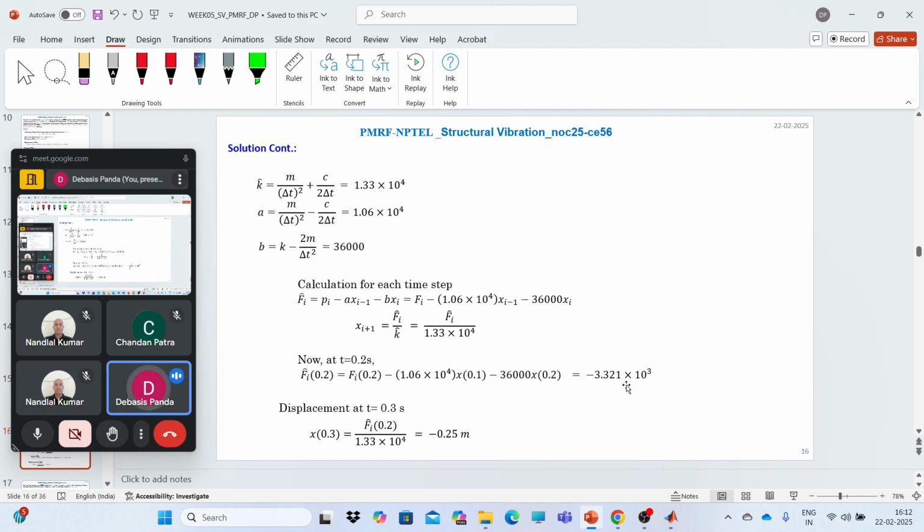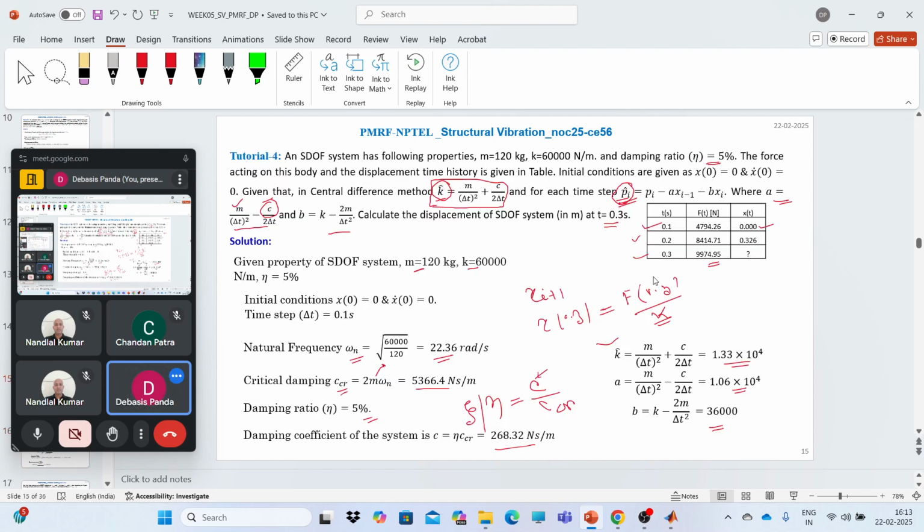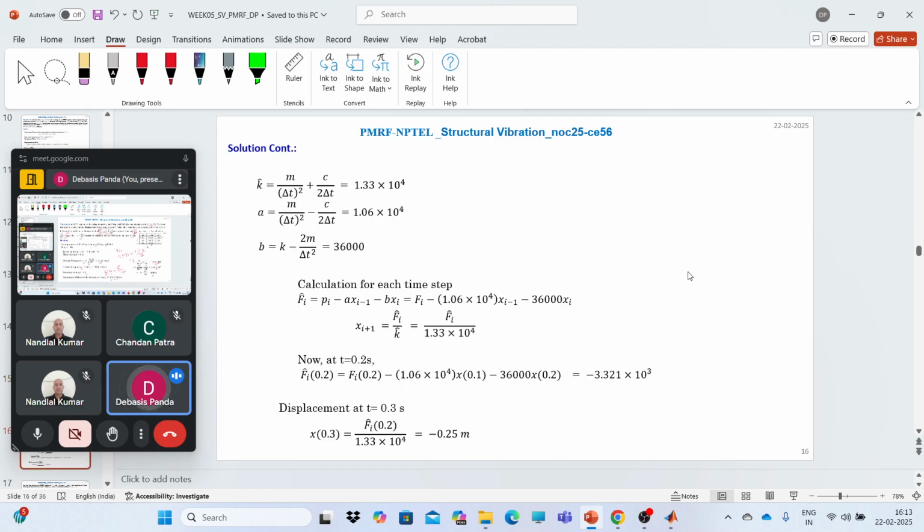Now once we have the force at 0.2 seconds, we can easily calculate the displacement at the next time point, because the displacement at x(i+1) is nothing but Fi divided by the effective stiffness, and that comes as minus 0.25 meter. Okay, please go through the calculations and cross check them once. For 0.3 seconds, if they want us to calculate for 0.4 second, follow the same procedure. Like here for 0.3 second they have provided the value. For 0.4 second you can easily calculate the value using this technique.